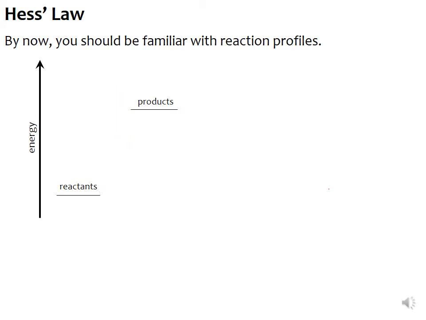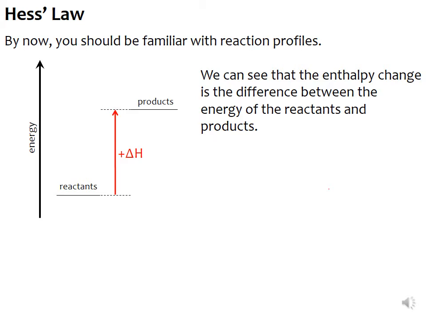We want to look at specific parts of this reaction profile. And the bit that we're interested in is this bit here. We can see that the enthalpy change for this reaction is the difference between the energy of the reactants and the energy of the products. Now, this reaction we can be even more detailed and say that this is an endothermic reaction. The reactants have got to gain energy, take energy in, because the products are higher in energy, and we're showing this by an upwards arrow with a positive delta H. But again, that's not necessarily what we're really interested in today.